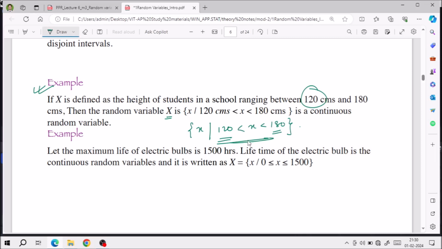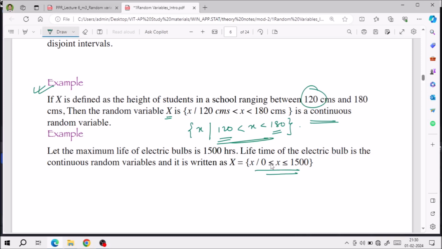120.1, 120.001, so many points are there, so this is not a finite case. And this is an example of a continuous random variable. Likewise, this is also a continuous random variable. The maximum life of an electric bulb is 1500 hours. The lifetime of an electric bulb is a continuous random variable, and it is written this way.